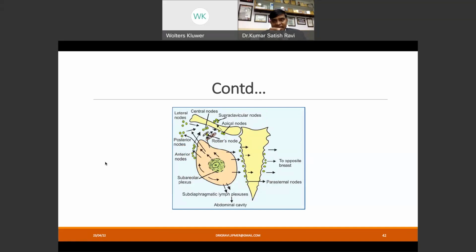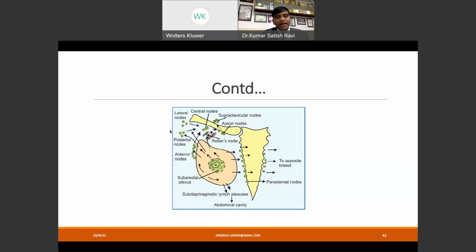Now, among the axillary lymph nodes, the lymphatics end mostly in the anterior group, or the anterior axillary, posterior, or the apical group of lymph nodes. Now, from this anterior and the posterior group, it will pass towards the central lymph nodes. So over here in this diagram, you can appreciate it will pass to the central group of lymph nodes.